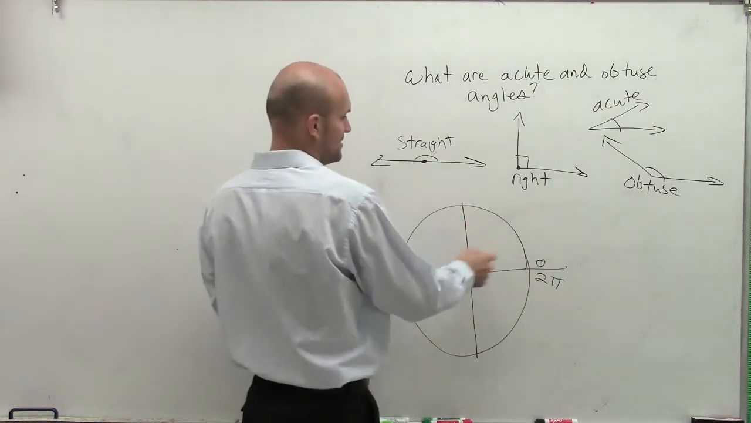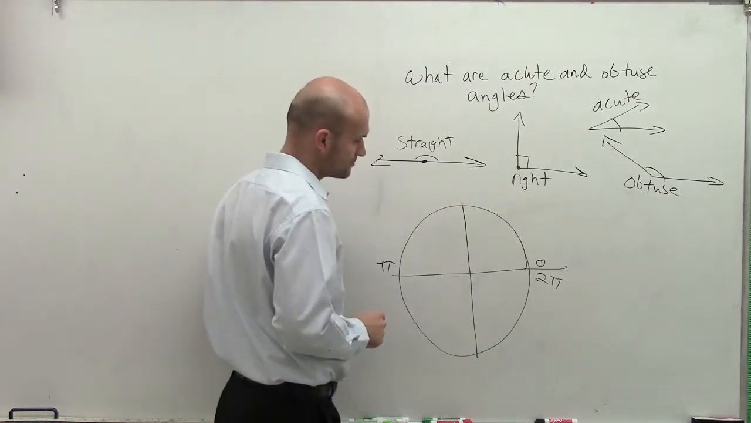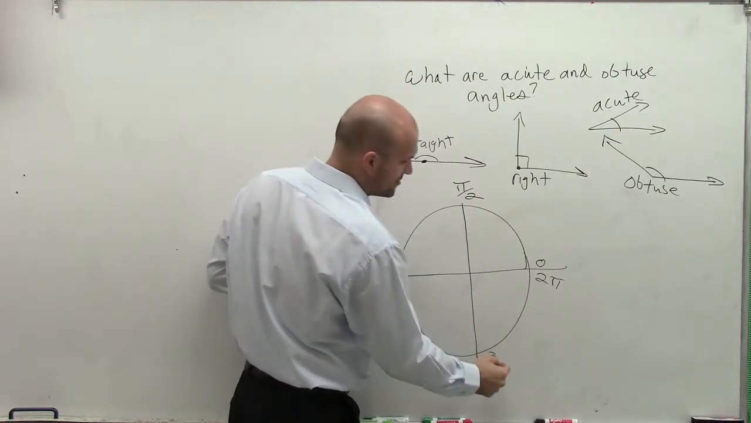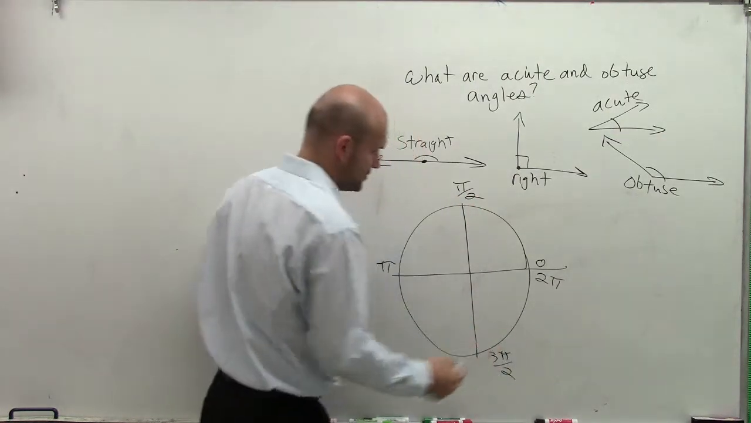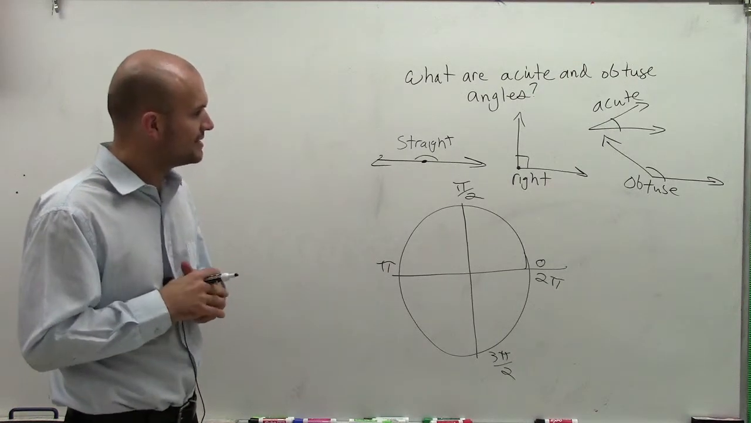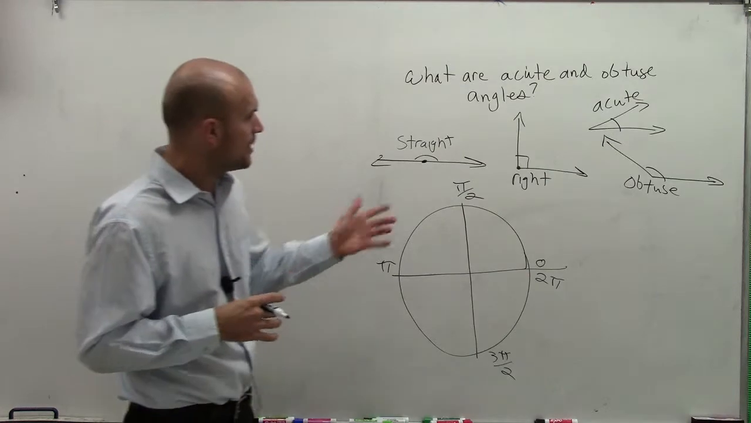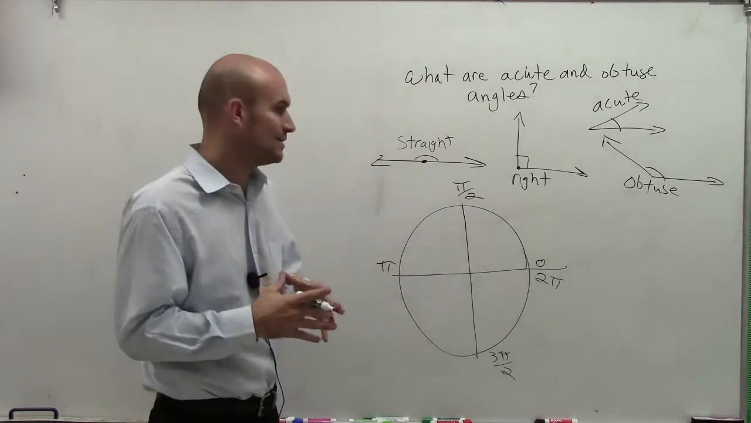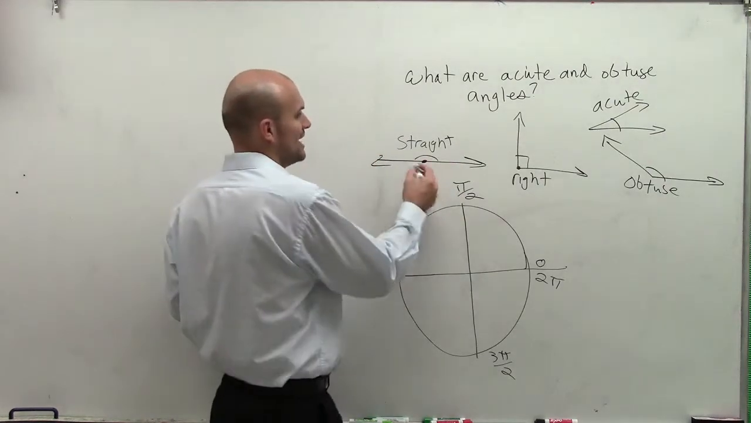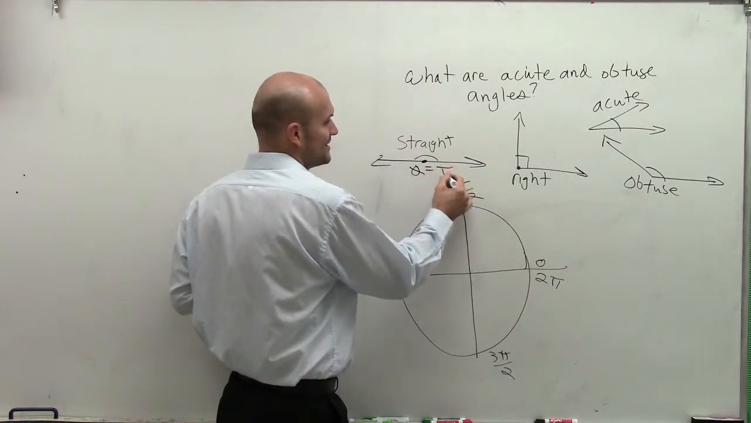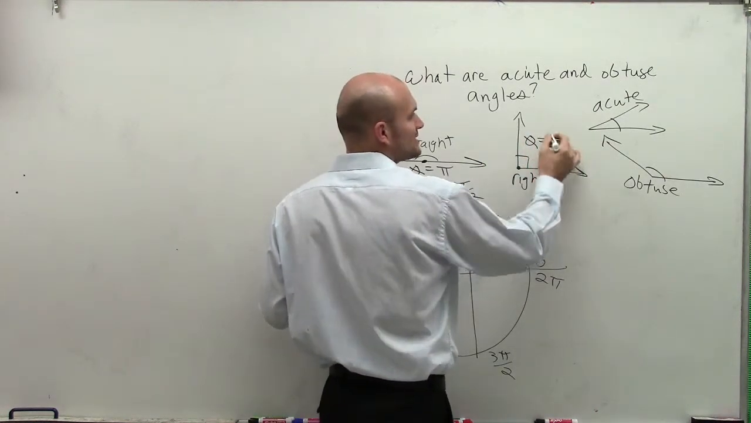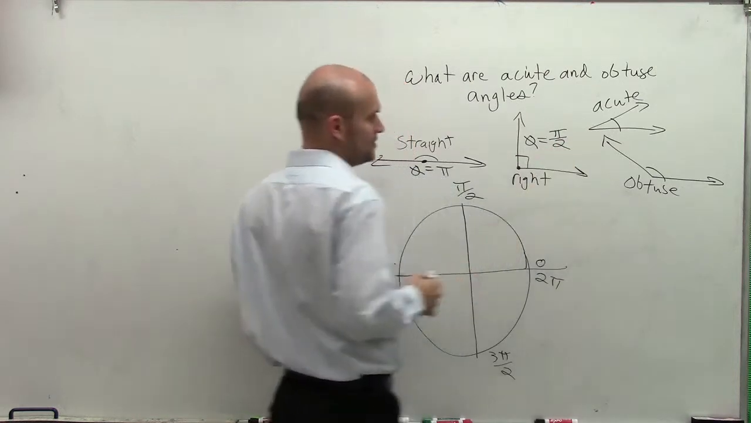So then halfway between 0 and pi would be, we'll call, pi over 2, and this would be 3 pi over 2. All right? So what we look at here is if we have a straight angle, our straight angle is going to be any angle that is going to have a measure of exactly pi. So your angle is a straight angle when theta is going to equal pi. A right angle is when your angle theta is going to equal pi over 2.